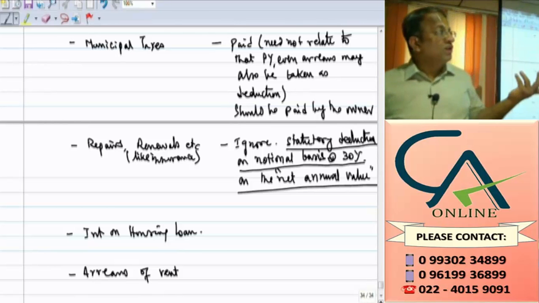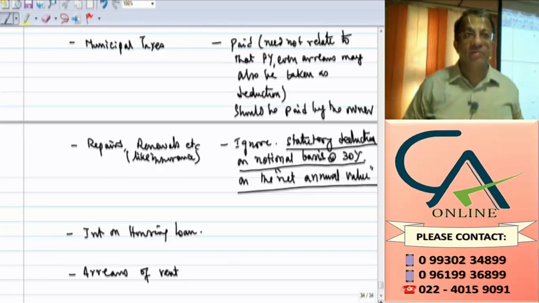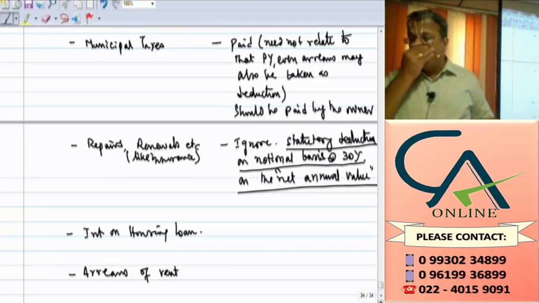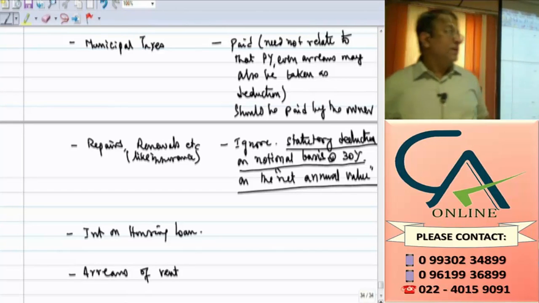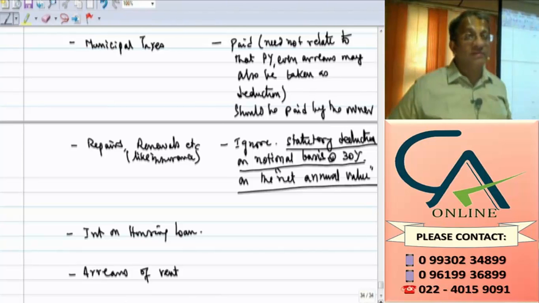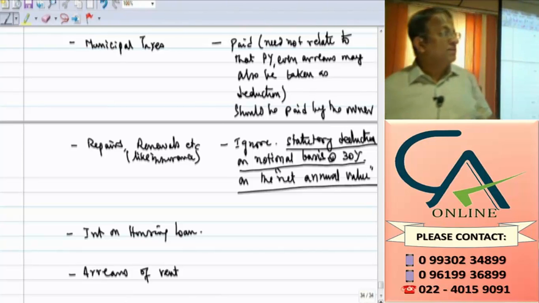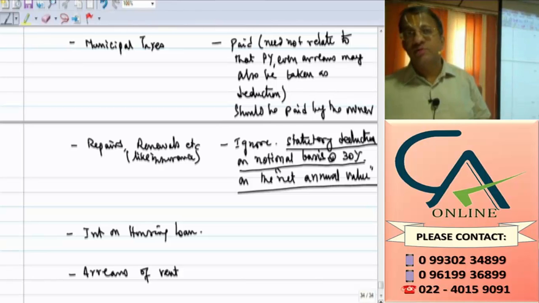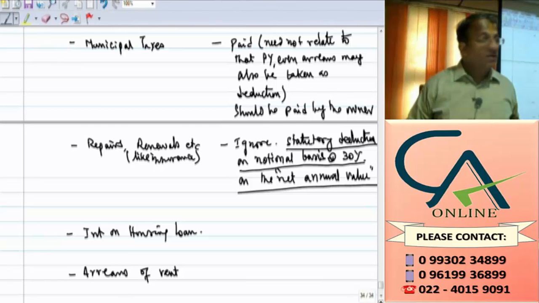In one year, I would not have paid at all. I would not have expended. Then also 30% is allowed. In one year, I paid 60% of my rental income only for repairs. Then also I am provided with 30%. So, it is only on a notional basis. Are you all understanding?